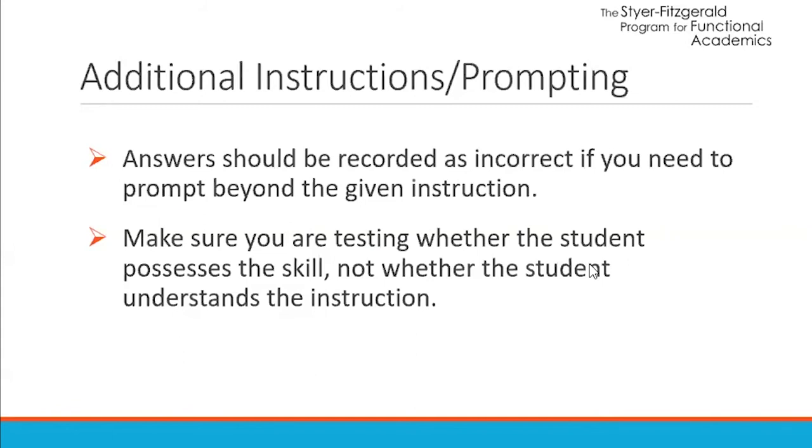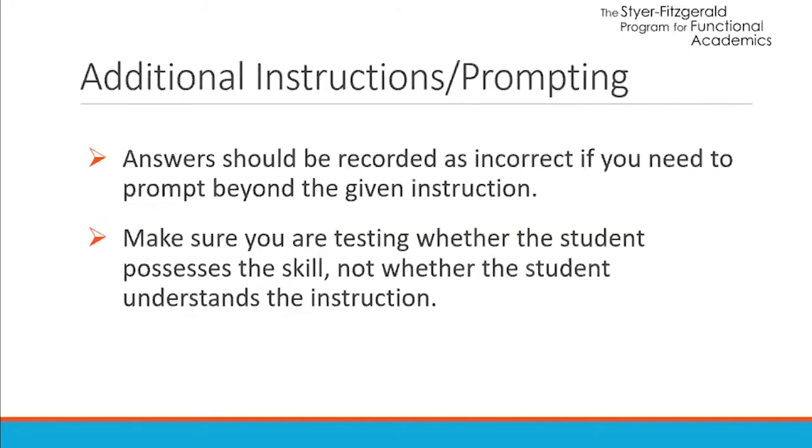The idea is to make sure you're testing whether the student possesses the skill, not whether the student understands the instruction. So if you have students with mobility issues, they may not be able to match based on the position of materials, especially if they're not able to use their hands. So you're going to want to adjust the way materials are presented, and you have the wherewithal within this assessment to do this. You might narrow the choices. You might present them at midline or not at midline. Hold them up instead of placing them on the table.